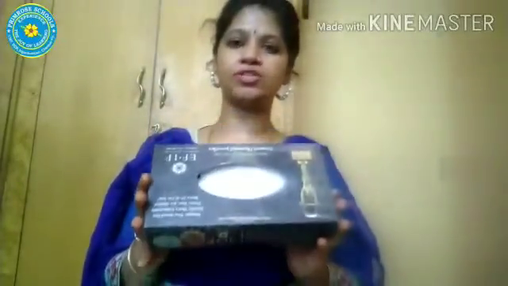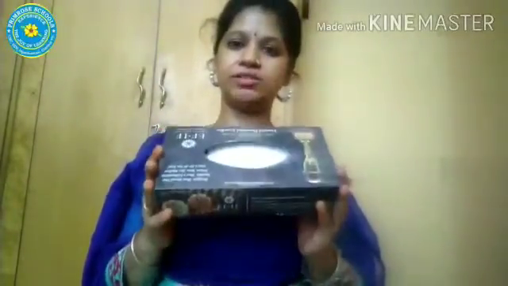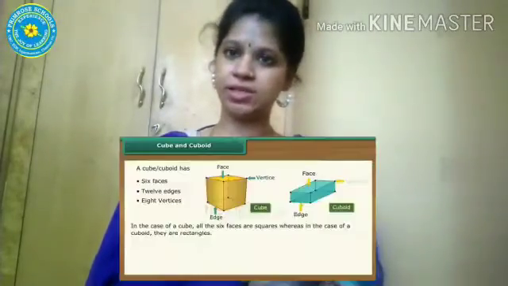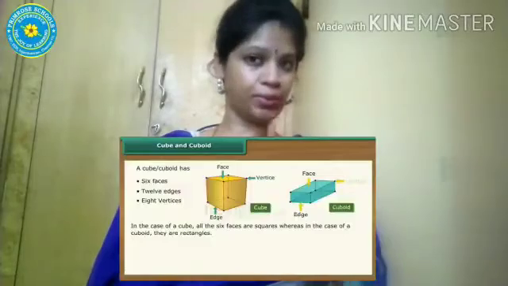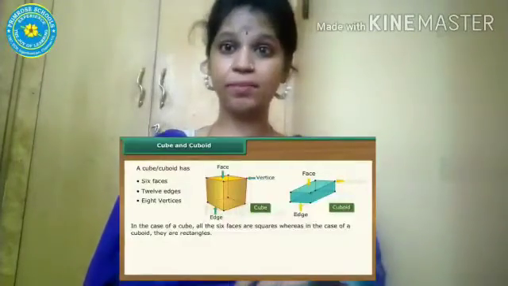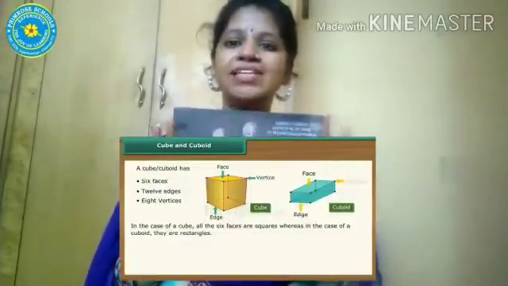I hope you all understood today's session, right? We saw the attributes of a 3D shape and we saw two 3D shapes. What are they? Cube and cuboid. A cube has 6 faces, 12 edges and 8 vertices. And a cuboid has 6 faces, 12 edges and 8 vertices. The base shape of a cube is a square, whereas the base shape of a cuboid is a rectangle.